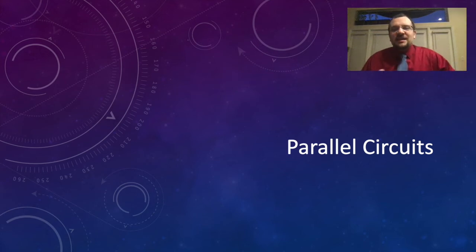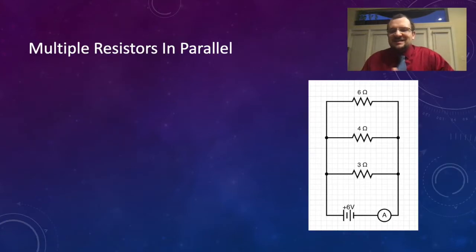Hello everybody. Today we're going to be discussing parallel circuits and how to evaluate them. So we've already talked about Ohm's law and we've already talked about multiple resistors in a series. Now we're just going to be wiring them a little bit differently, and the way that we're going to be wiring them is in parallel. So this is an example over on the right.